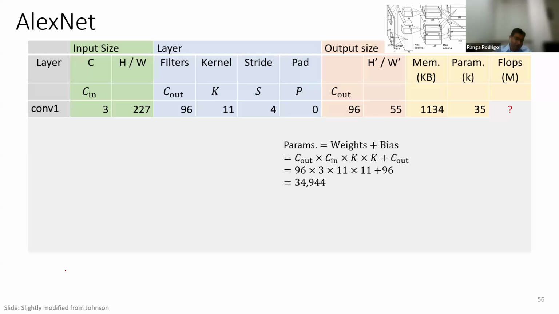How many floating point operations? To compute that, we have to consider the output structure size. That means 55 times 55 times 96. That's the size of the output tensor. To compute each element of this tensor, we have to run a convolution, right? We have to compute that cost.